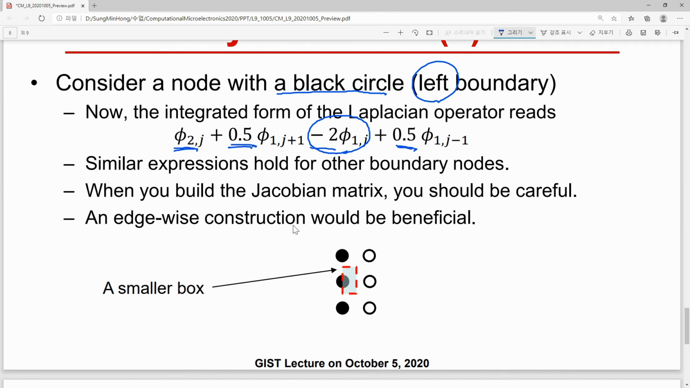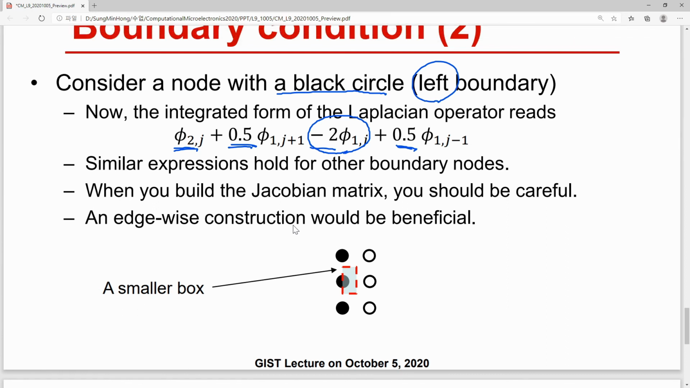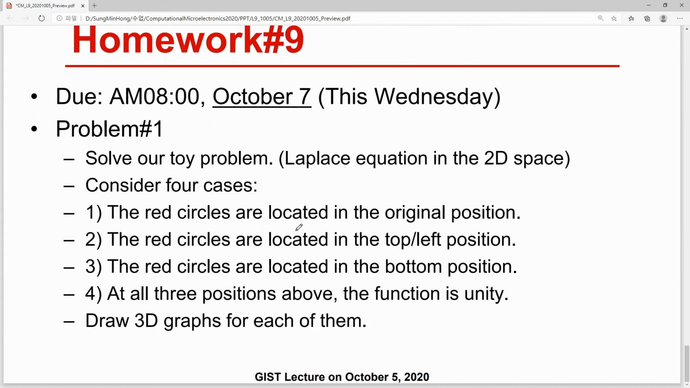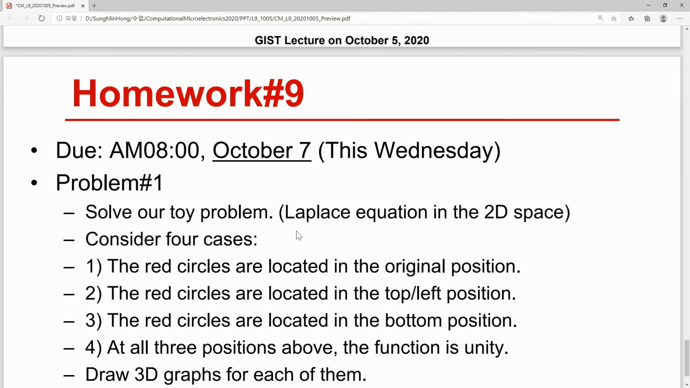When you build the Jacobian matrix, you should be careful. Don't make mistakes in the manipulation and implementation. So my suggestion is an edge-wise construction, but anyway, it's up to you. When you do it just correctly, then any implementation manner is just okay. So now you have homework number 9. As usual, you have 2 days to solve this homework.